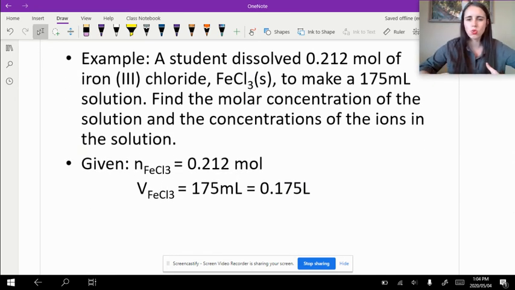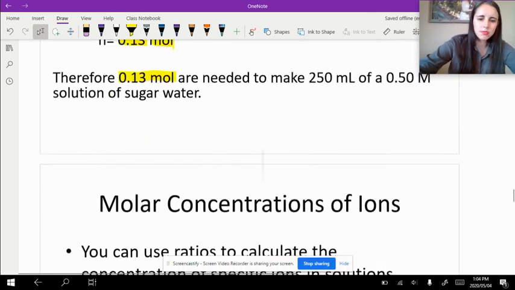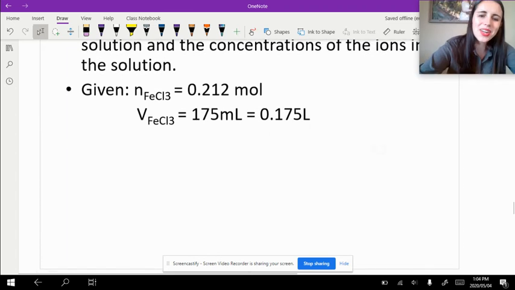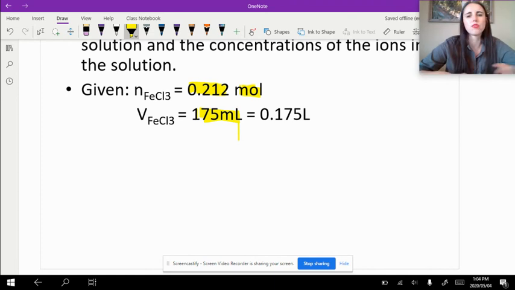So we're starting this question the exact same way we started our last question. We've recorded our number of moles, and we've recorded our volume. Again, volume always wants to be in liters. This volume is in milliliters, so in order to convert to liters, we're going to divide by 1,000, and we're going to have 0.175 liter.